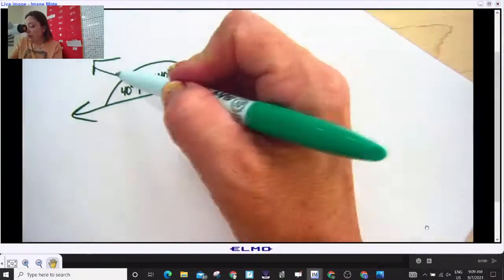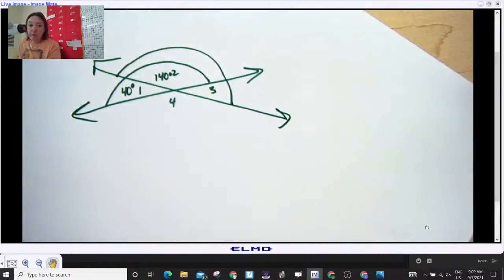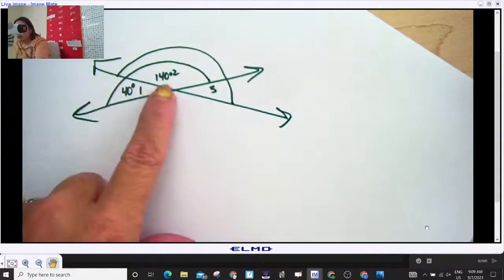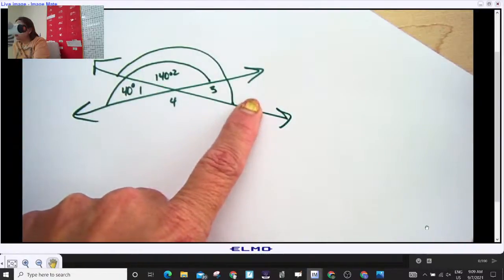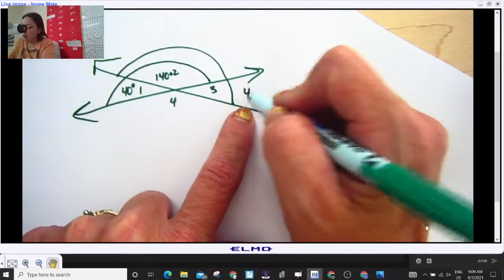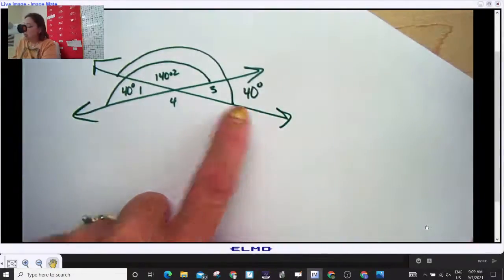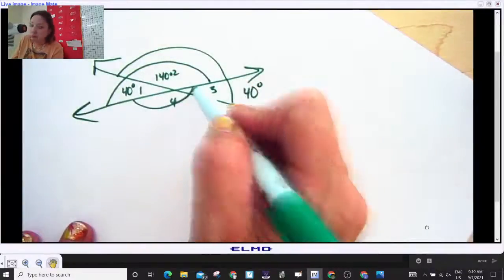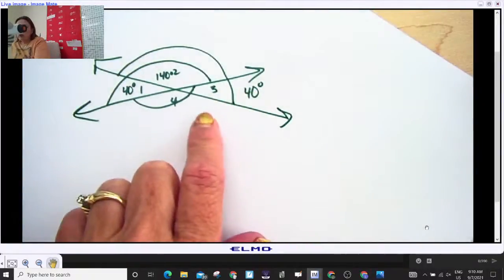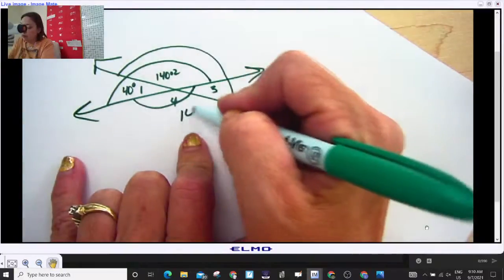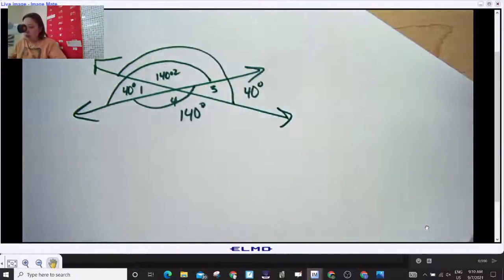Tell me what you know about angle 2 and angle 3. They are also supplementary. Y'all see that? See how they make that line? So if this one's 140, what is this one? It is also 40 degrees, right? Tell me what you know about 4 and 3. They make 180, right? So if this one's 40, what's 4? 140.